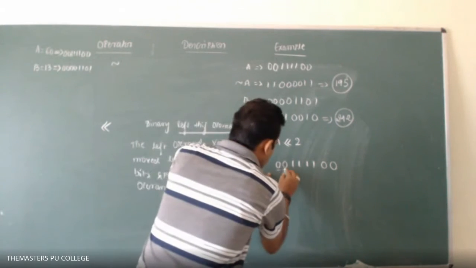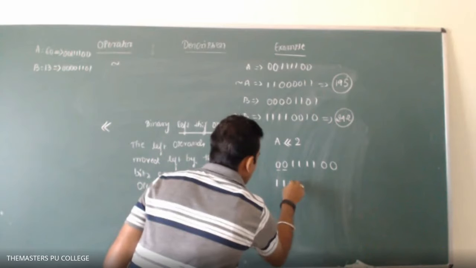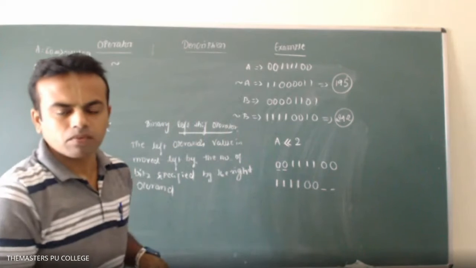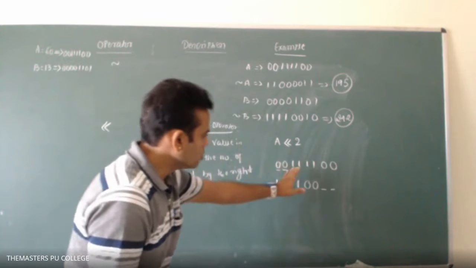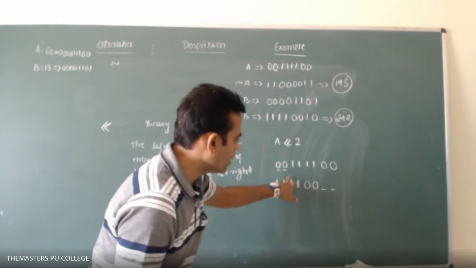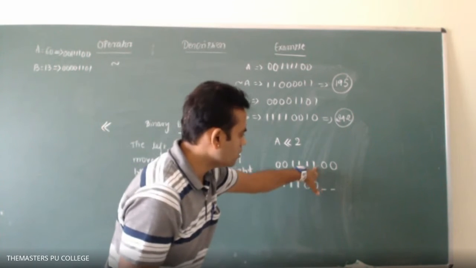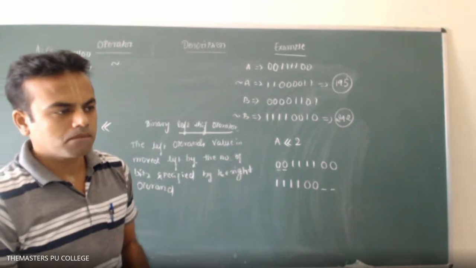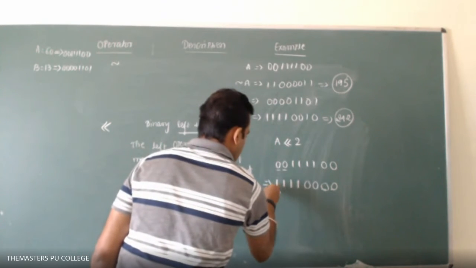Then these 2 bits will be moved. So what is the remaining? 1 1 1 1 0 0, and then what will the blank be filled with? I moved these 2 bits towards the left, so this 1 1 occupies this space, then this 1 1 occupies this space, and then 0 0 occupies the 1 1 space. What will the remaining space be filled with? 0. Yes. This is the left shift operator. This is the result.